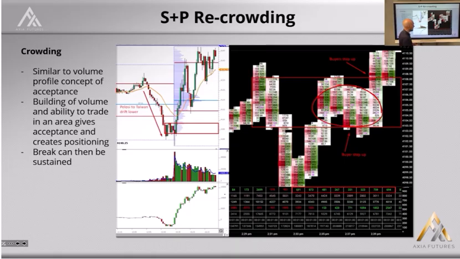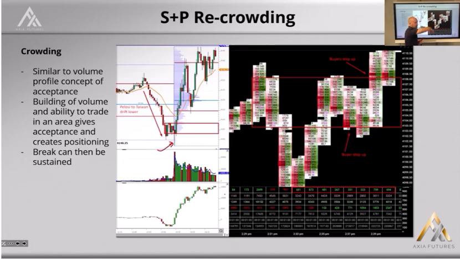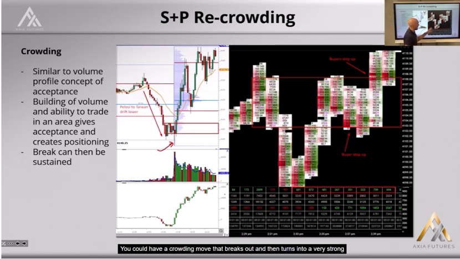It's not a guarantee, but the fact that you've now seen a rejection lower, you're now seeing crowding out of an older area with delta rising from a buyer's perspective, this is now saying to you, yeah, buyers are now more confident here. The final little bit of information, this doesn't have to follow. You could have a crowding move that breaks out and then turns into a very strong move towards the upside. However, as a sign that buyers are still willing to continue this move higher, the question then comes, are they willing to then participate when you break the range?